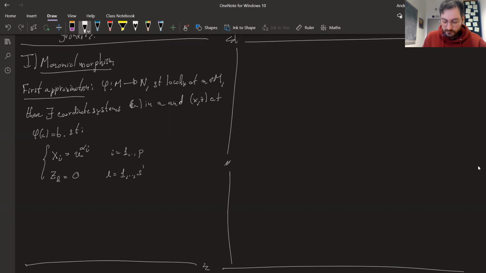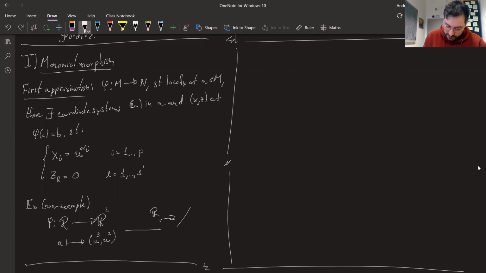Now, let me start by arguing that this is not yet good enough, that we want more properties. So let's start with a non-example. The non-example I'm going to give you, we consider something from R to R^2, very simple, that takes u and sends it into u^3, u^2. So what is going on here is that you have R, you are sending it to R^2.